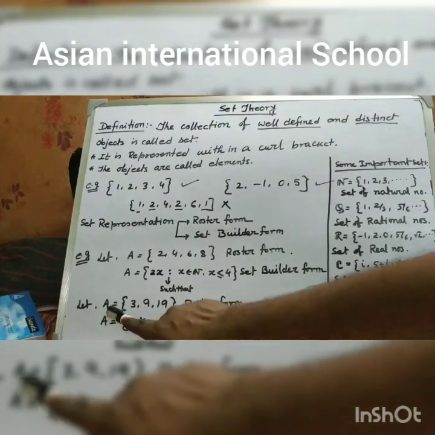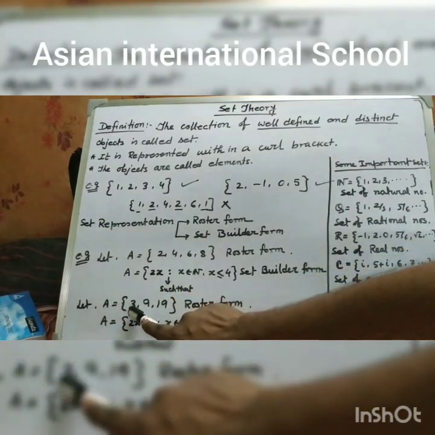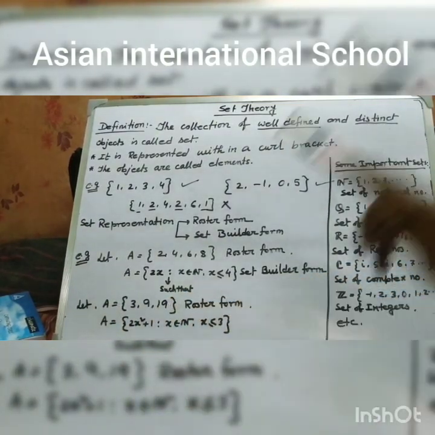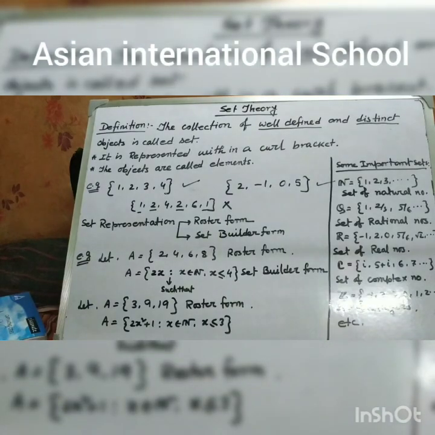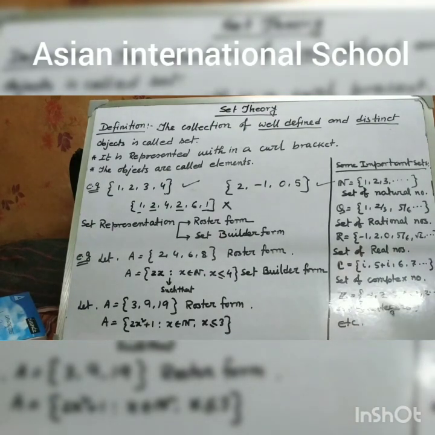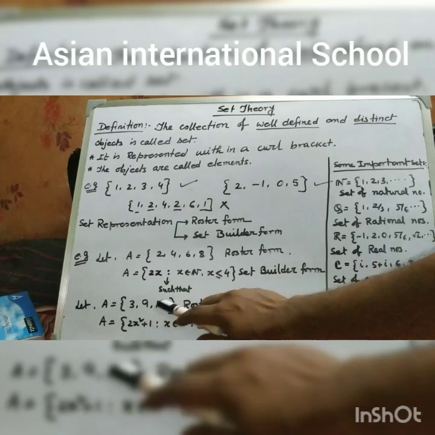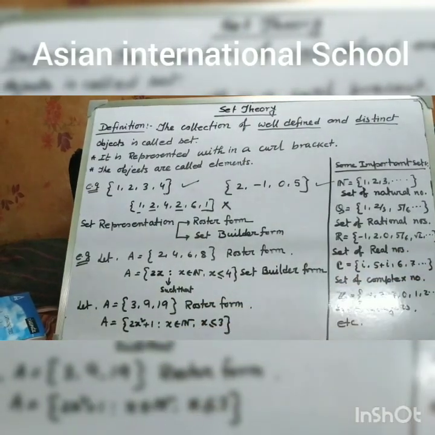Similarly, I have given one example. Let A equals to 3, 9, 19. It is in the roster form. So clearly you can see that it's truly difficult to find out the set builder form from the roster form. In the NCERT also, in different books also, many more sums are there where you have to convert the roster form into set builder form. Here we have taken 2x square plus 1. 2x square plus 1 is the element.